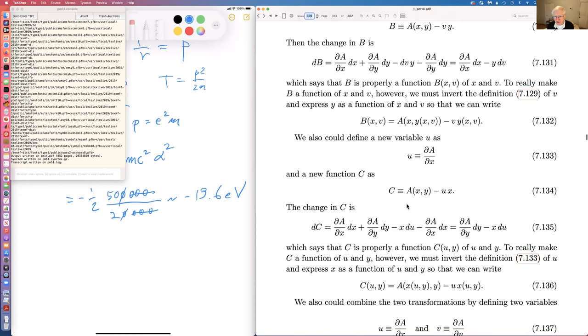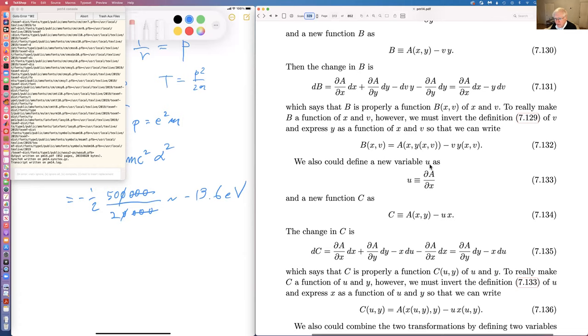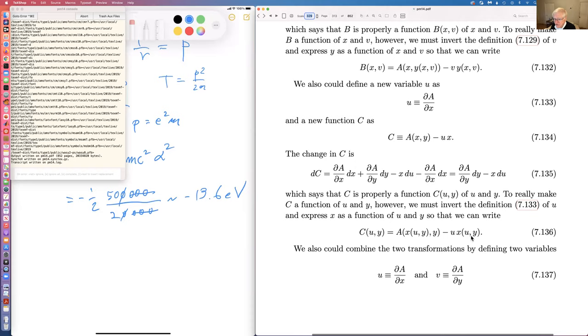Unfortunately, if you have a more complicated Lagrangian, more complicated function, it's not necessarily easy or even possible to find y as a function of x and b. Anyway, going back to a, we could also define a new variable u as partial a partial x, and a new function c as a minus ux, and then we'd have dc as this, and it turns out to be apparently just a function of y and u. And this is really the case if you can write x as a function of u and y, and then you've got c of u and y equal to a of x of u and y like that.